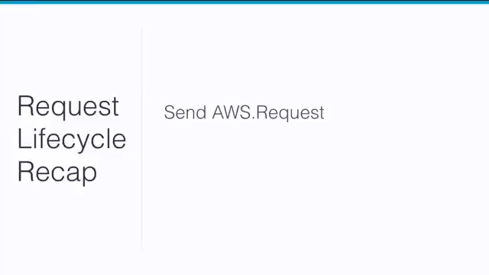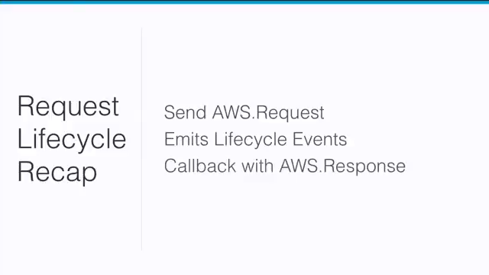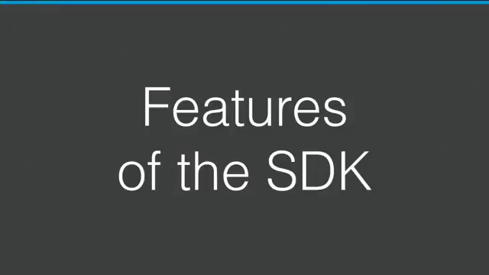So to recap, you send an AWS request, we emit some lifecycle events, and we call back with the AWS response. So that's how the request architecture works. It's important to go over this just because we're going to look at some of the features of the SDK now, and a lot of these features rely on this request response architecture.